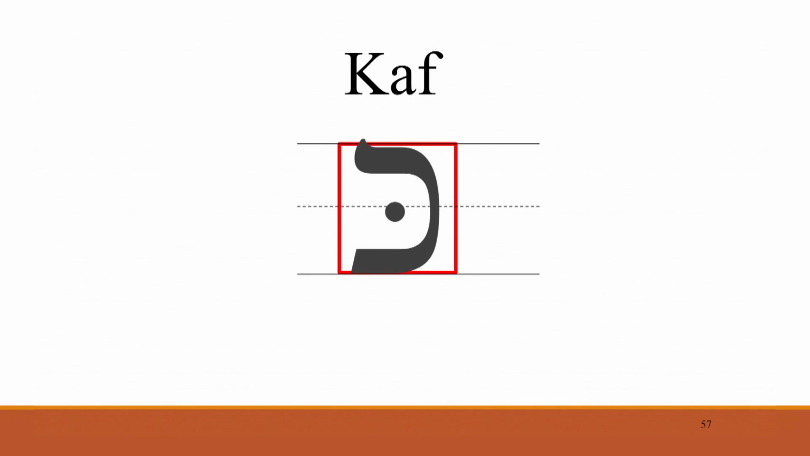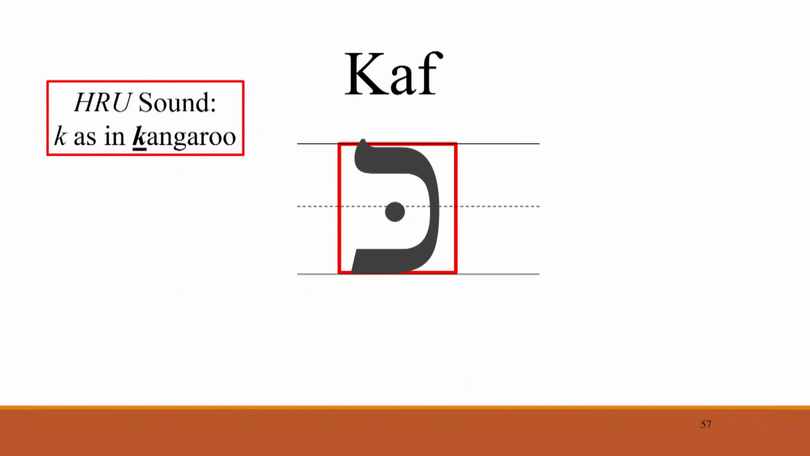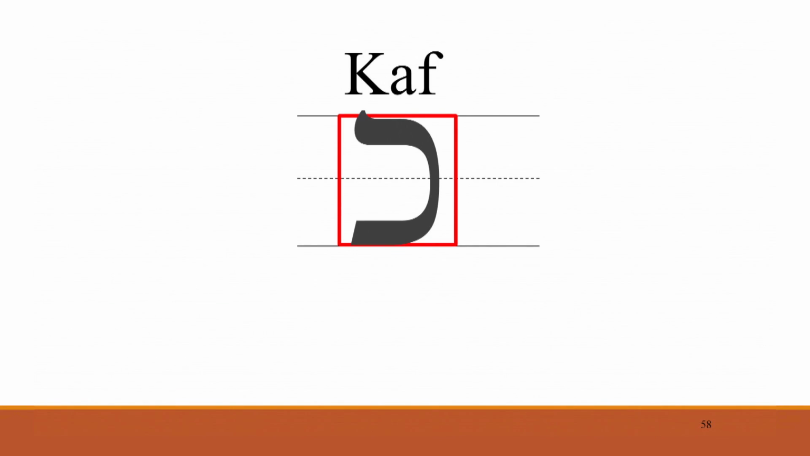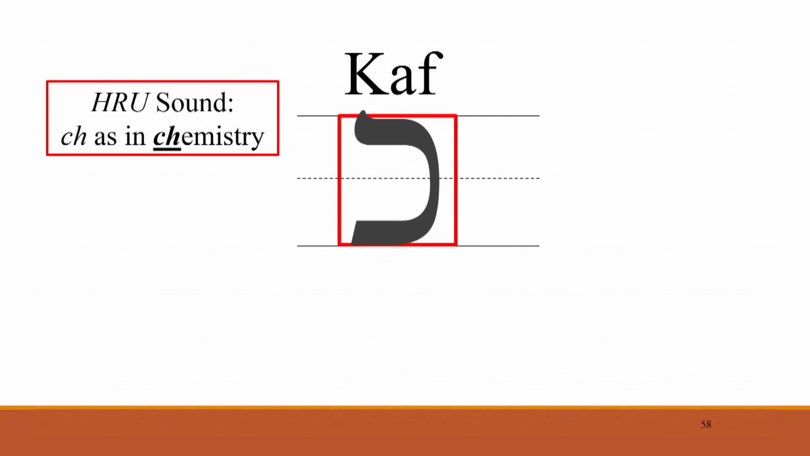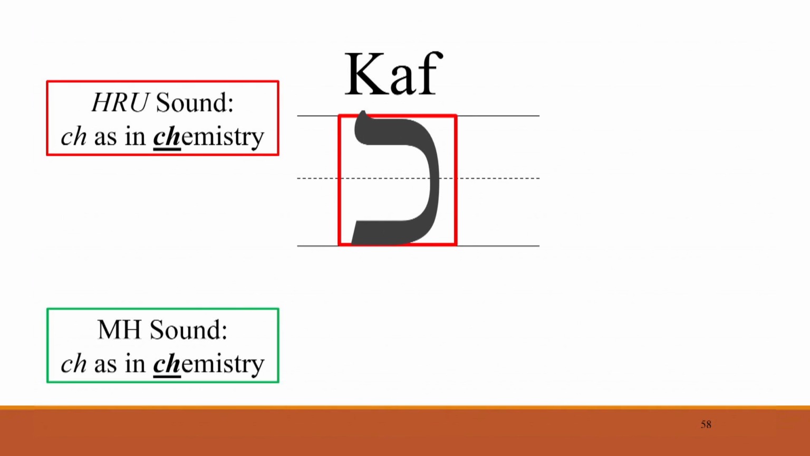Kaf. Once again, you'll notice Kaf with the dagesh in the middle. It makes the K sound as in kangaroo. Modern Hebrew is the same sound. Here's Kaf without the dagesh. Now here we are going to make a distinction. This is more like the CH in chemistry. You blow air through the K sound. So if you can make a K and blow air through it, you'll get the sound. Modern Hebrew, same thing. They make a distinction between the Kaf with and without the dagesh.